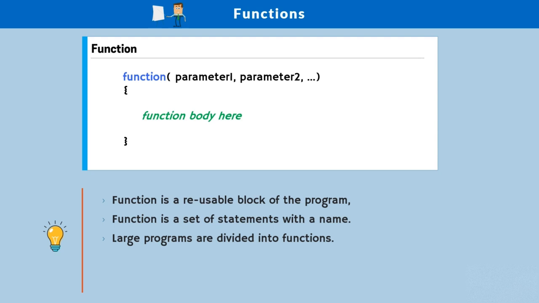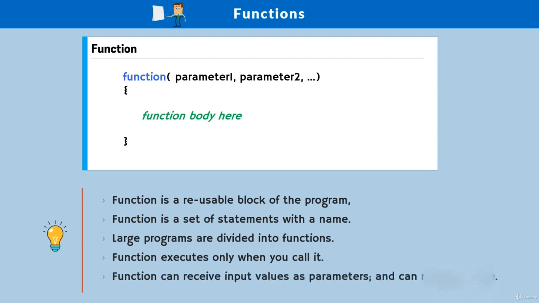And in a large program, you can identify smaller individual tasks. So each smaller individual task can be represented as a function so that you can reuse the same function many times. Means the function that is created once can be called multiple times. So reusability and modularity are the best benefits of functions.